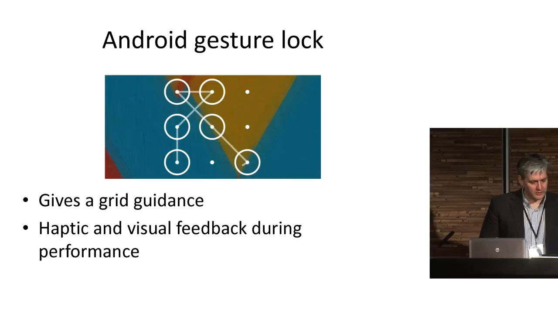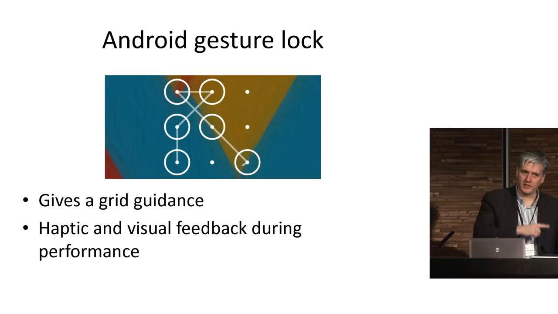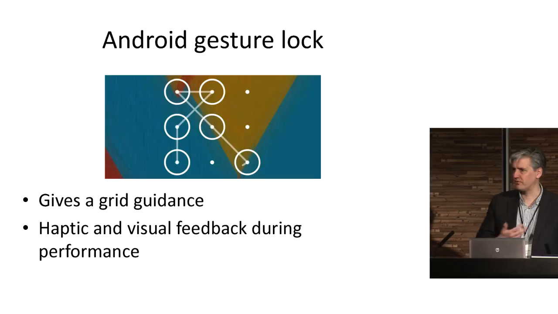And you can see related things in something like the Android gesture lock. There is a system which is giving you feedback as you generate this gesture. You're feeling vibration as you go through the gesture. You're getting visual feedback about what it perceived. And that's because you need these elements of feedback to make sure that you get this right, because if you do it more than 5 times, you're locked out of your device.